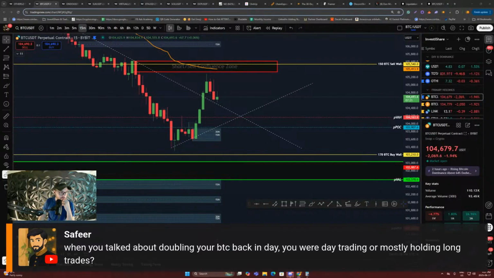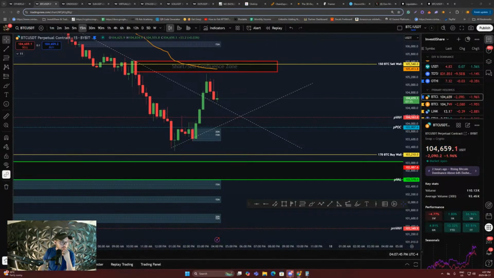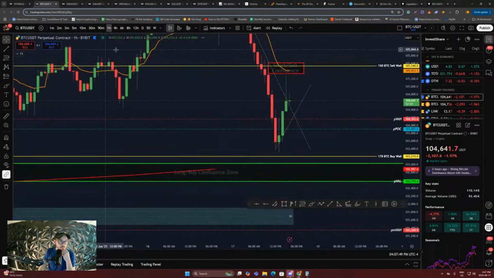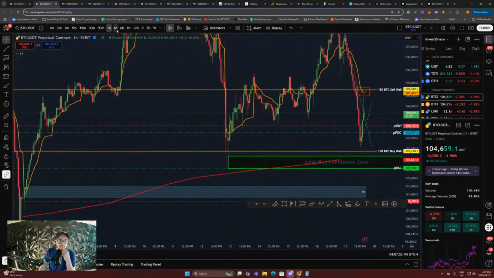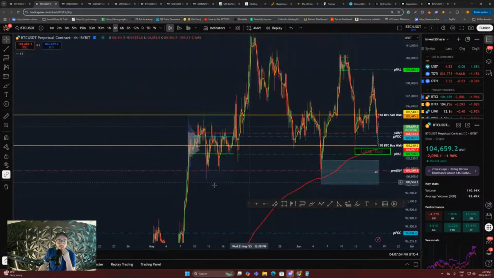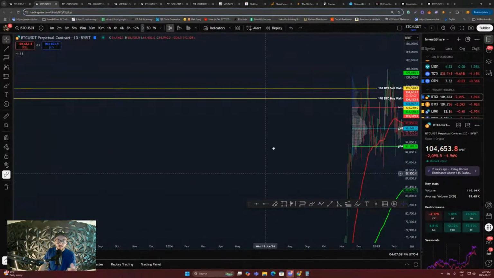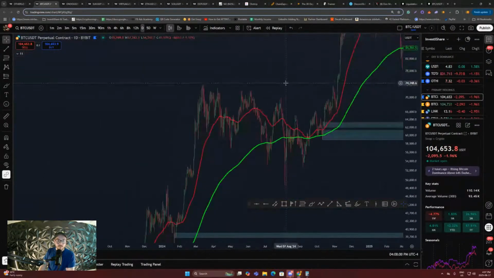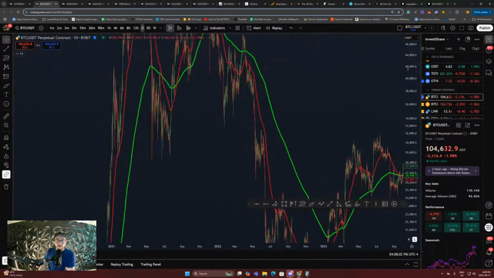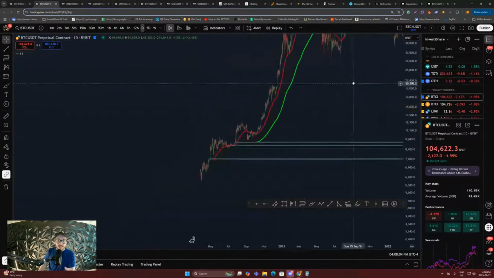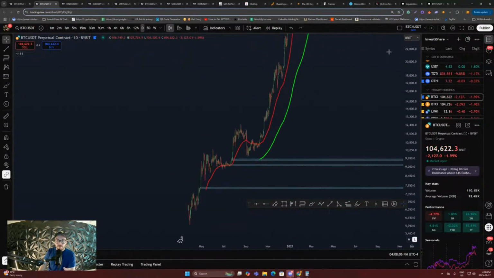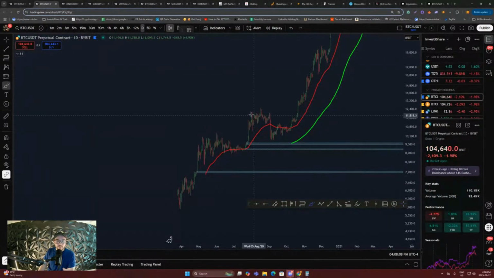When you talked about doubling Bitcoin back in the day, were you day trading or mostly holding long trades? So what my exact actions were: I put $10,000 into Bitcoin and $5,000 into a short-term scalping account so I could make recurring income on my scalping account. And I had an inverse perpetual 10x leverage long after this confirmation right here.